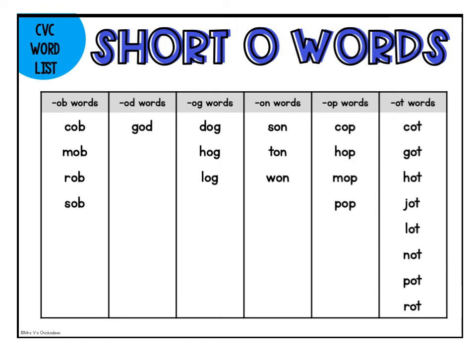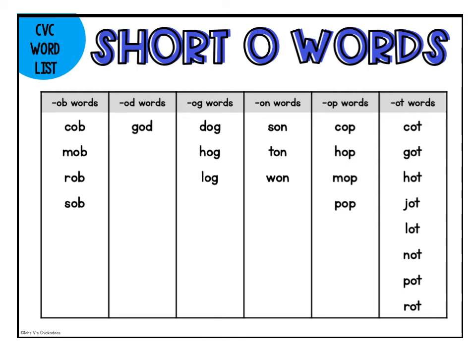So now, let's have the first column. We have ob words. Cob, mob, rob, sob. Your turn. Great. Now, let's have od words. We have god. Your turn. Great. Now, let's have words that end with og. I'm going to start first and afterwards your turn. We have dog, hog, log. Your turn. Great. Now let's have on words. We have son, ton, one. Your turn.